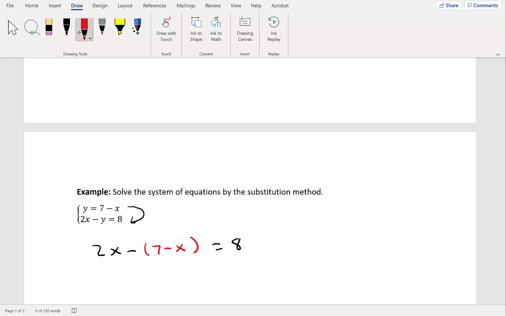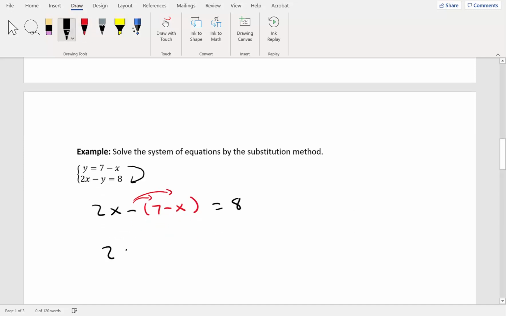Okay, so now notice in our equation, all we have is an x. So let's go ahead and distribute out this minus sign, and let's solve for x. So we have 2x minus 7 plus x is equal to 8. Let's go ahead and combine like terms. So we get 3x minus 7 is equal to 8.